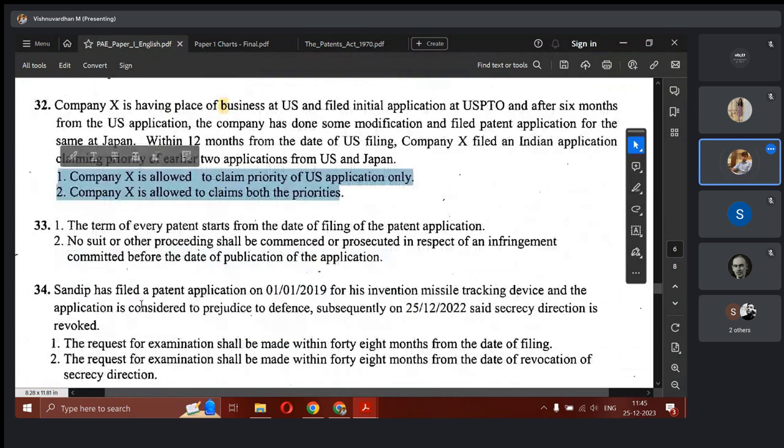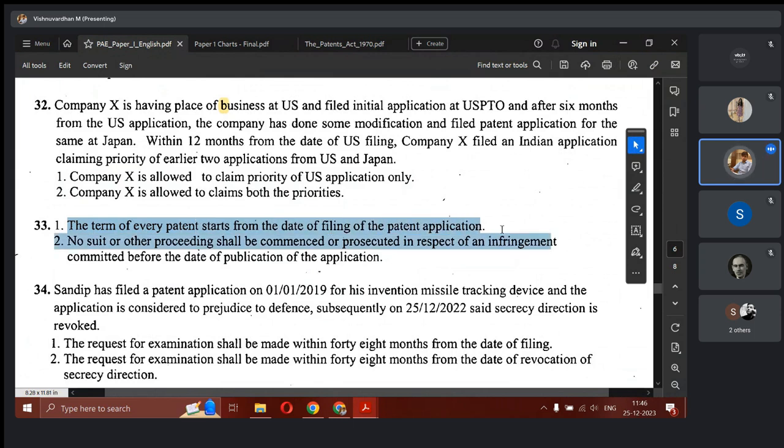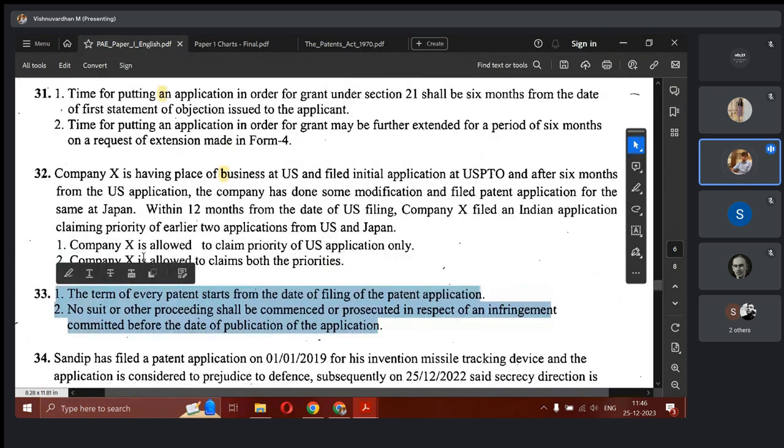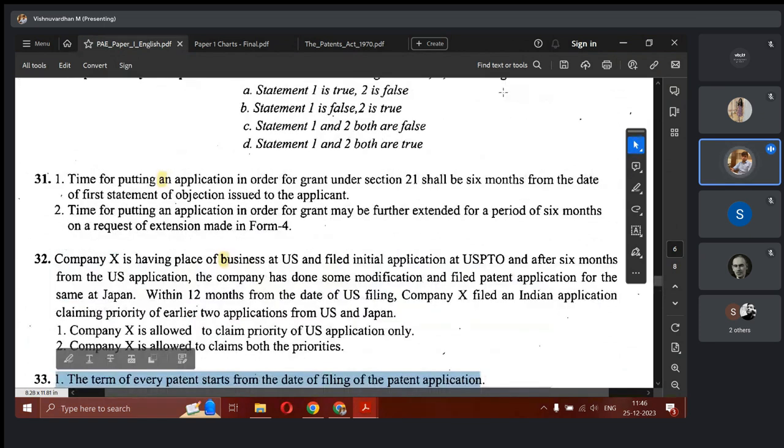Cool. Moving on. Question number 33. The term of every patent starts from the date of filing of the patent application. This is true. And no suit or other proceeding shall be commenced or prosecuted in respect of an infringement committed before the date of publication of the application. Both are true. Only from the date of publication you have all the rights. So 1 and 2 are true. That means the option is D. So 33 has to be D.